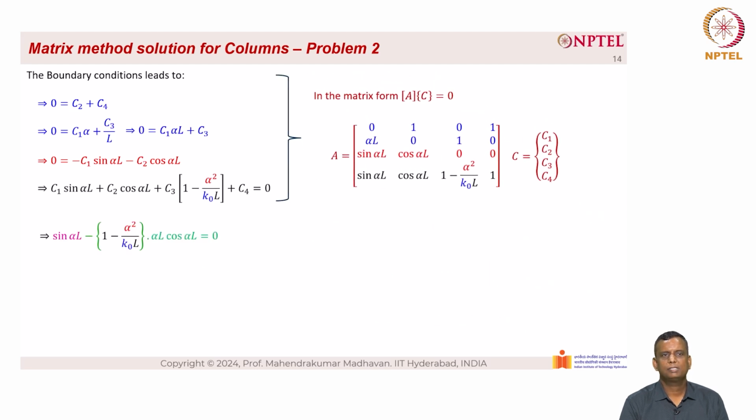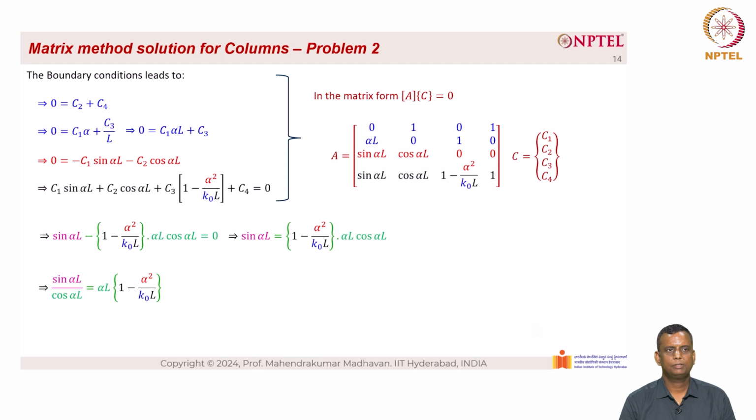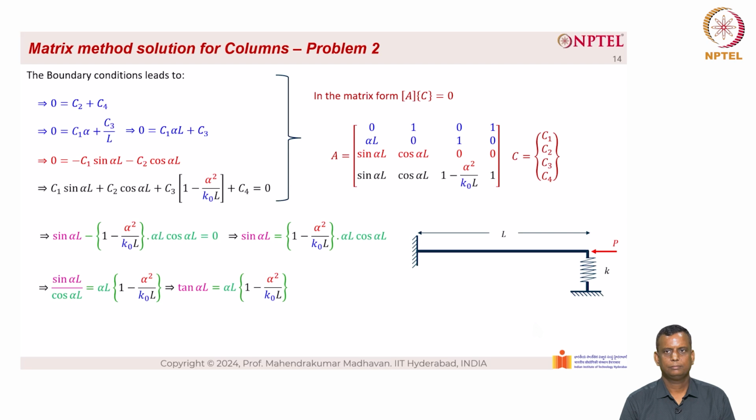So we have this equation which we have simplified. So we have further simplification to be made. So sin alpha L is equal to 1 minus alpha square divided by k naught L into alpha L into cos alpha L. So we can represent this as sin alpha L by cos alpha L is equal to alpha L into 1 minus alpha square by k naught L. So when we simplify this equation further, we have tan alpha L equal to alpha L into 1 minus alpha square divided by k naught L.